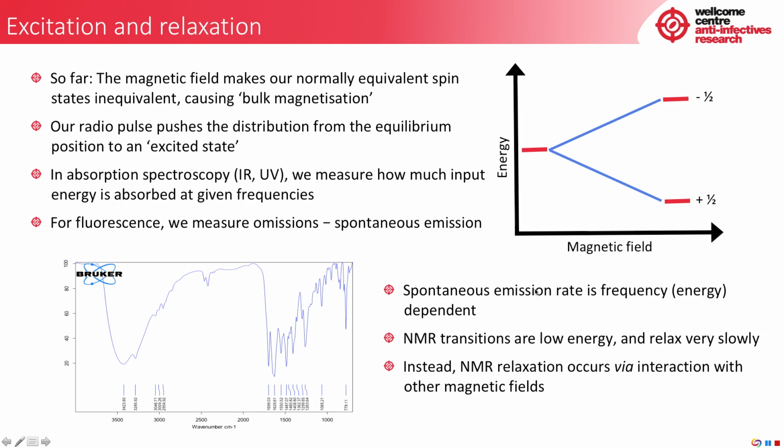This is a sort of general feature, actually: spontaneous emission being somewhat slow, and it is actually energy dependent. It's dependent on the inverse cube of the energy. NMR transitions are quite low in energy, and therefore spontaneous relaxation is actually very slow. Instead, relaxation occurs via interaction with other magnetic fields, be it imperfection in the NMR field or the presence of other magnetic fields from other nuclei nearby.